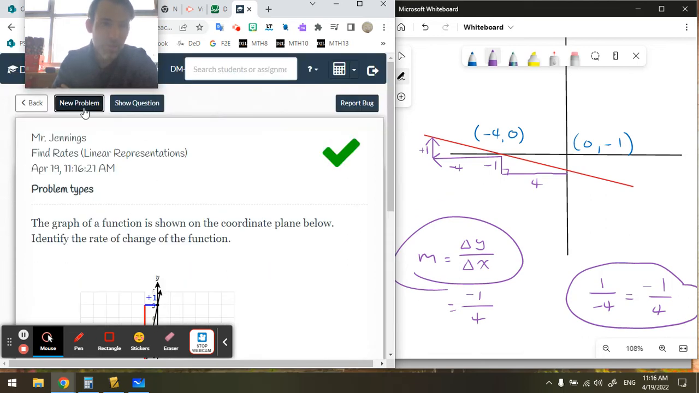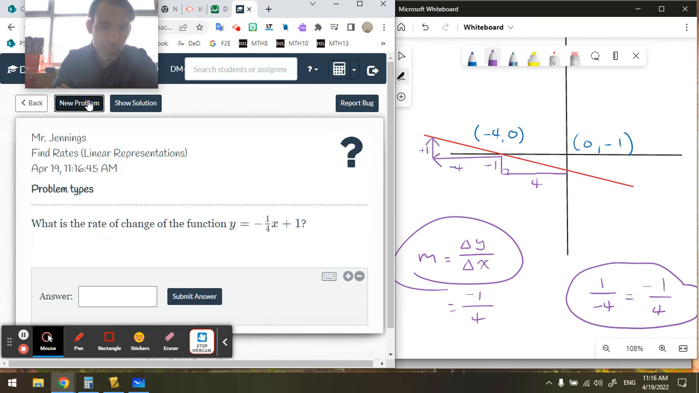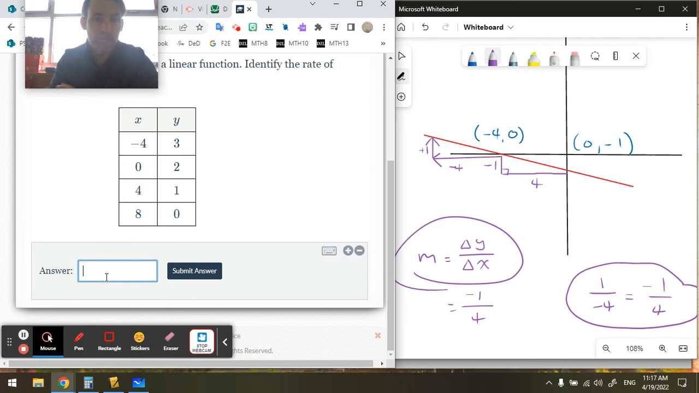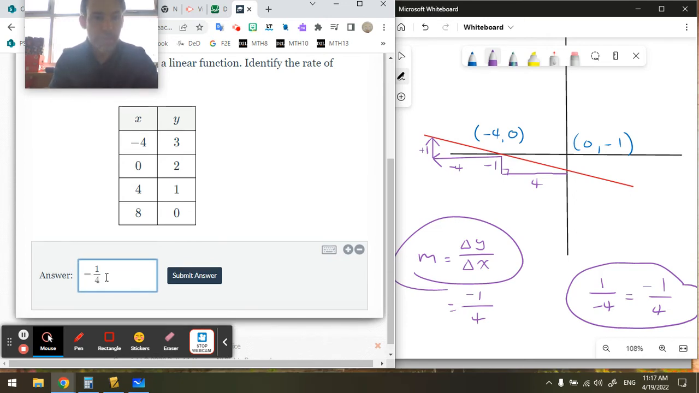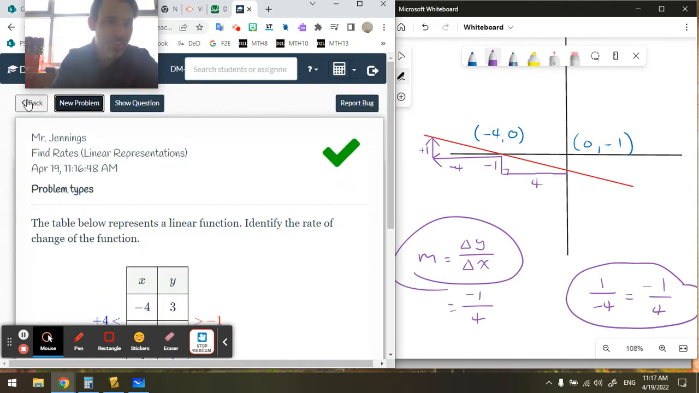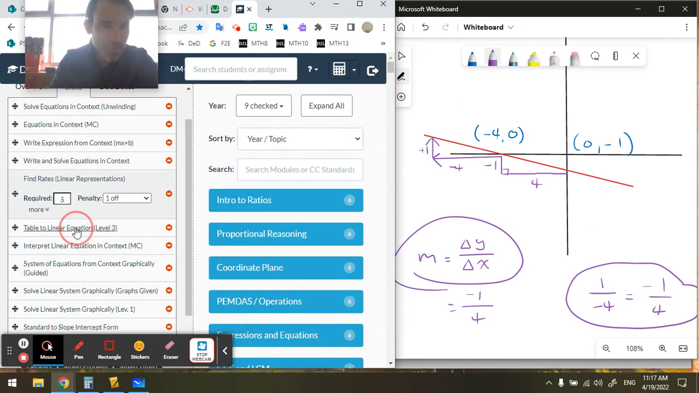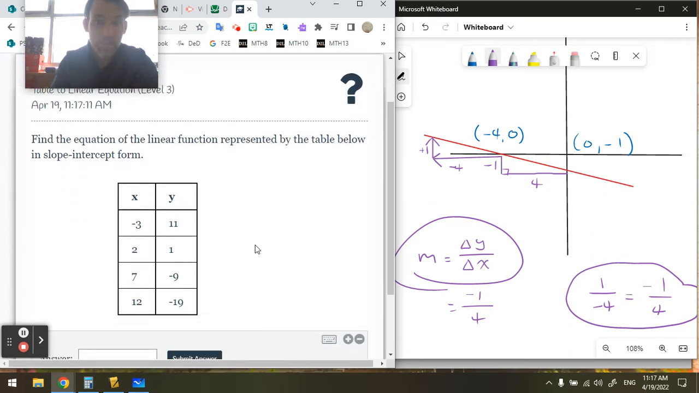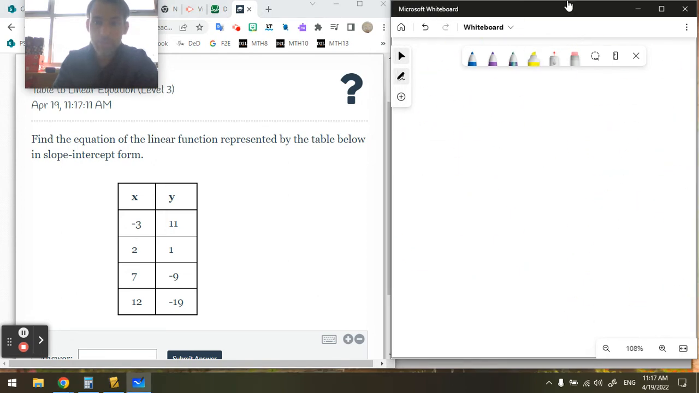All right, let's do some more, because there are some from tables that I want to show you. You can get some from tables here. This is negative a quarter. Here is one from tables. So here, when x grows by 4, y shrinks by 1. So I have negative 1 over 4. That's growth in y over growth in x. Hooray. Okay, so that's how you do these. All right, now let's do table to linear equations. That's the first step to solving these challenging table questions: you first find m. Let's go ahead and do that.